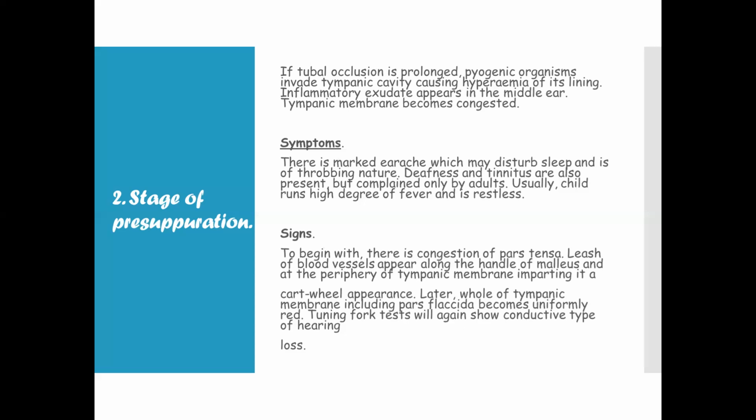A leash of blood vessels appears along the handle of malleus and at the periphery of the tympanic membrane, imparting a cartwheel appearance. Later, the whole of the tympanic membrane, including pars flaccida, becomes uniformly red. Tuning fork test will show conductive type of hearing loss.